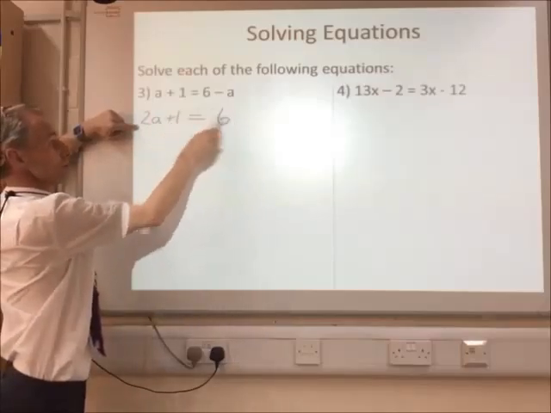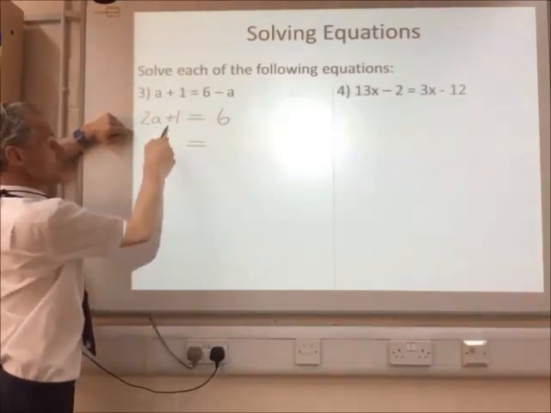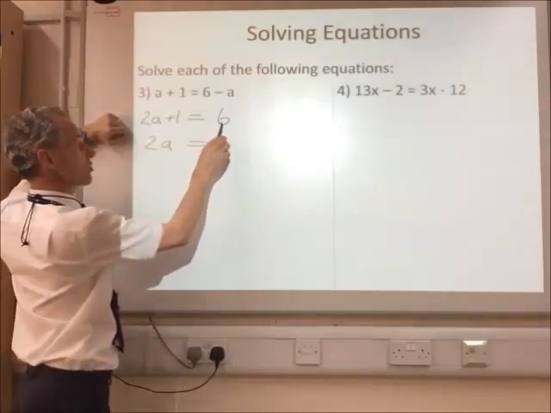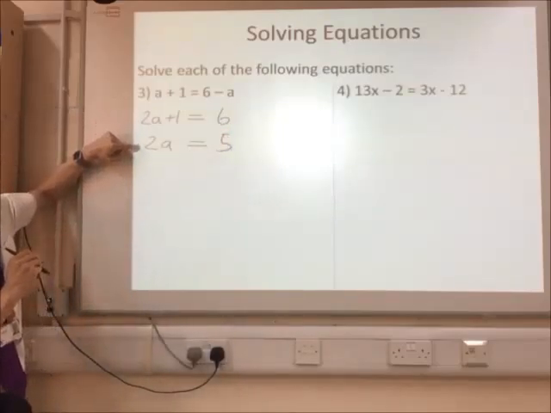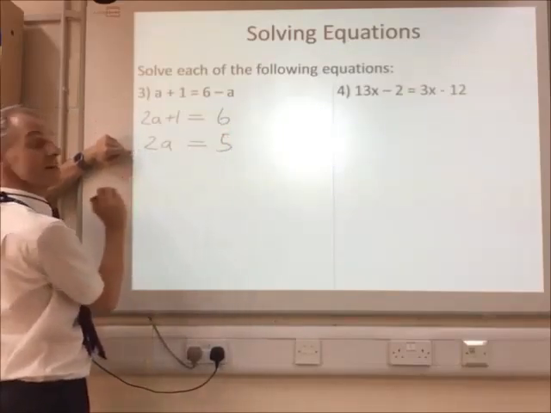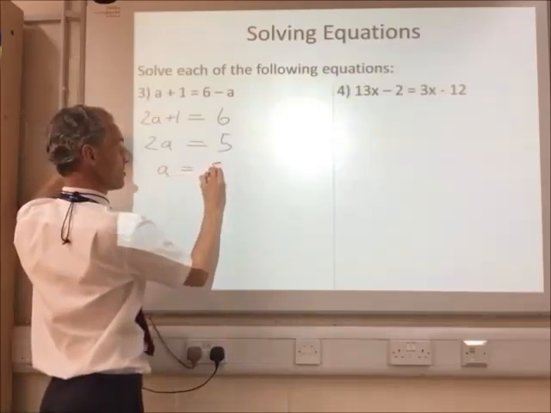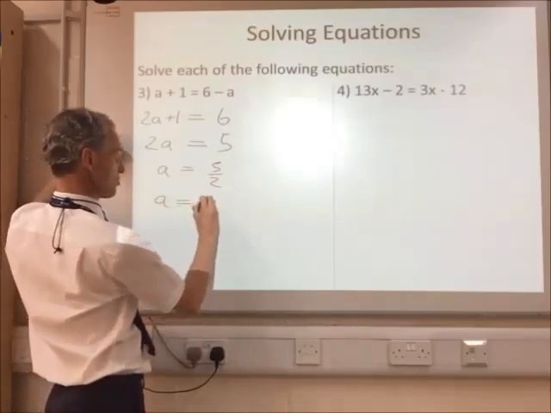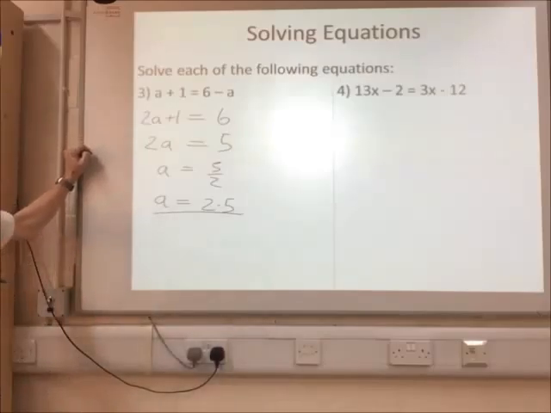Now I need to get all the numbers on that side, so I'm going to take away 1 from each side. If I take away 1 from the left hand side, I'm just left with 2a. If I take away 1 from the right hand side, I've got 5. So I've got 2a equals 5. To find 1a, I need to divide both sides by 2. So a equals 5 over 2, or I could represent that as a decimal. 5 over 2 is 2.5. So there's my solution, a is 2.5.